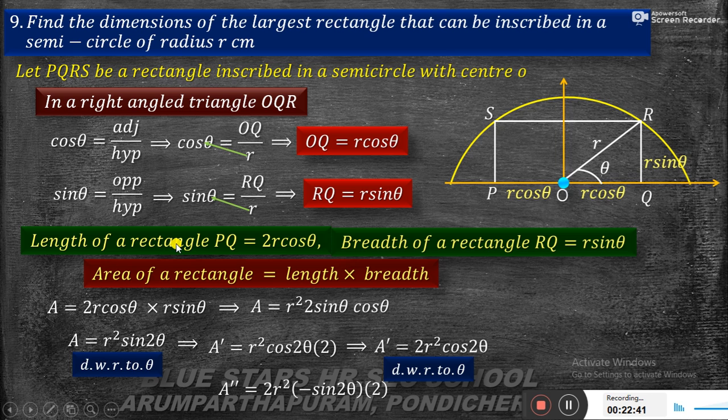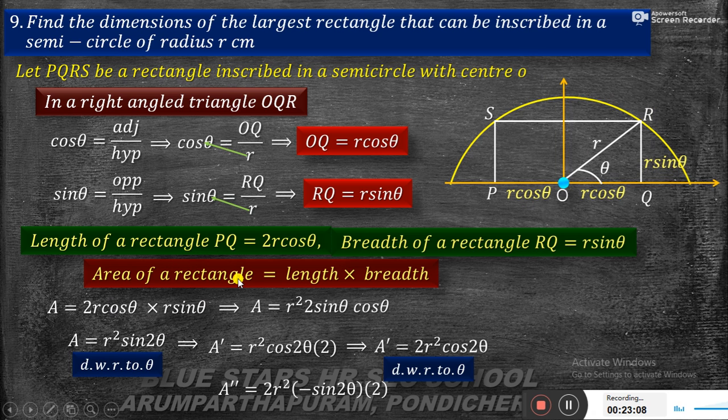So the length of the rectangle is PQ. We know OQ equal to r cos theta, and PQ equal to OQ plus the same again, so PQ, the length of the rectangle, equals 2r cos theta. The breadth of the rectangle is RQ, which is r sin theta. So this is the breadth.